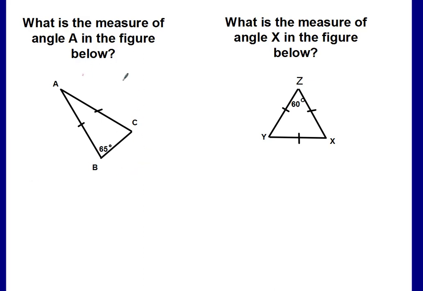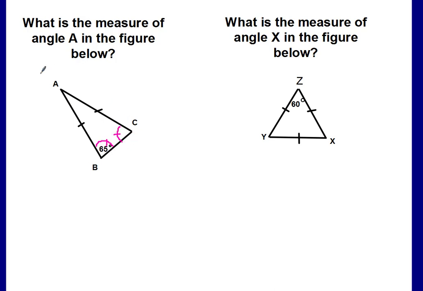Okay, so let's take a look at these two. This is where knowing about the sides of the triangle is going to come in handy. If you look, we have two tick marks, one on this right side and one on the left side. This means that these two sides are congruent. Well, if these two sides are congruent, that means their two angles are congruent. So one angle will be 65 degrees, and the other angle will also be 65 degrees because they are congruent.